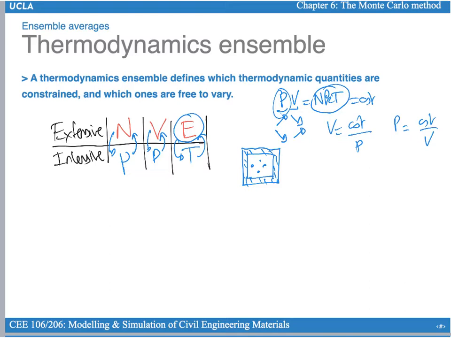So it's important to realize this, because when you are simulating a system, you need to decide in which ensemble you are working. The ensemble tells you what constraints you are imposing, what conditions you are fixing. For example, you might say, I'm going to fix the number of atoms, I'm going to fix the volume of the system, and I'm going to fix the energy of the system. That would be the NVE ensemble, that is to say the microcanonical ensemble.